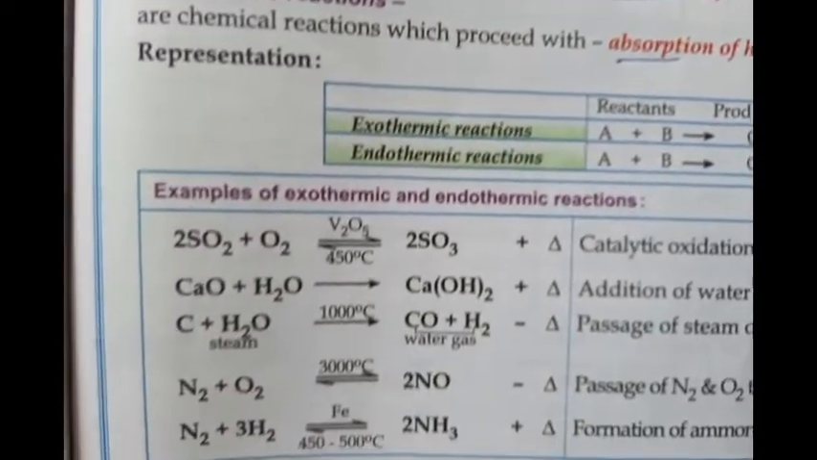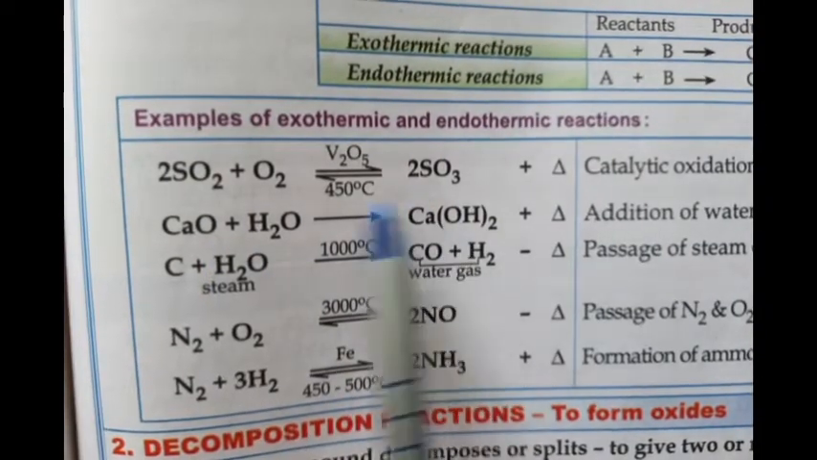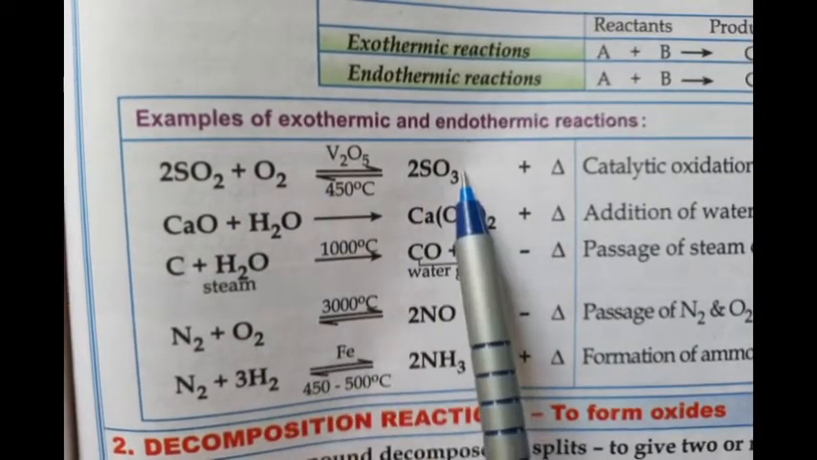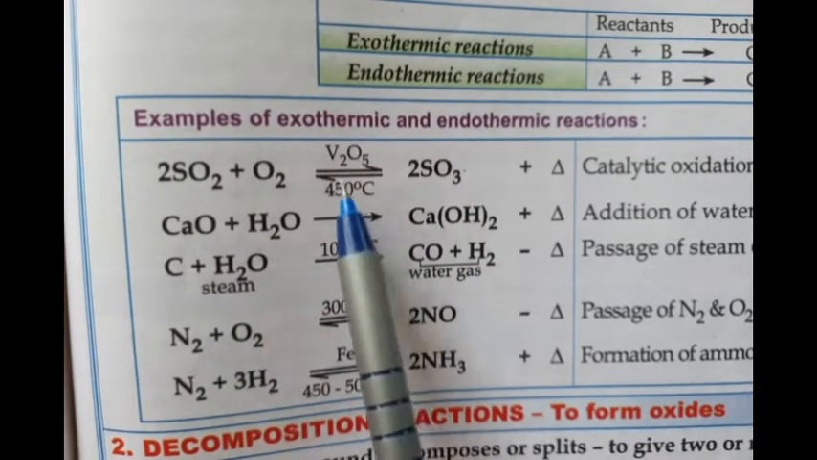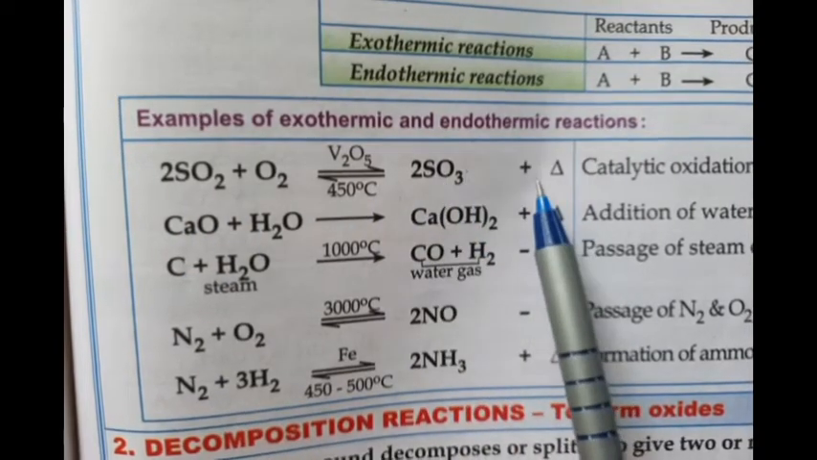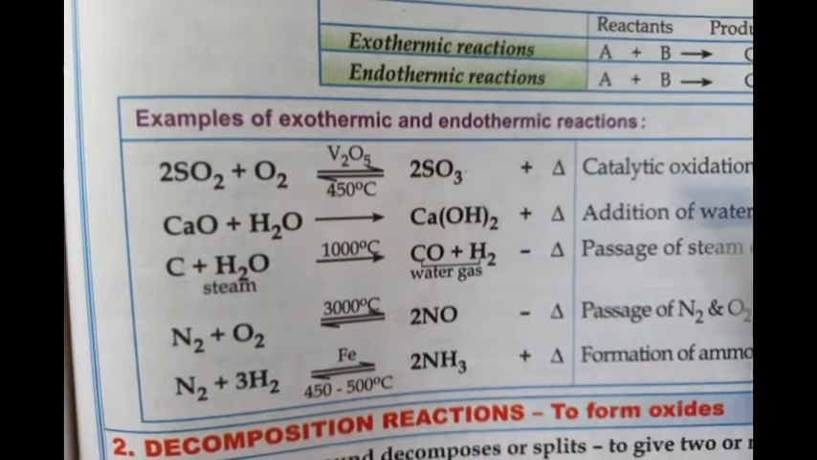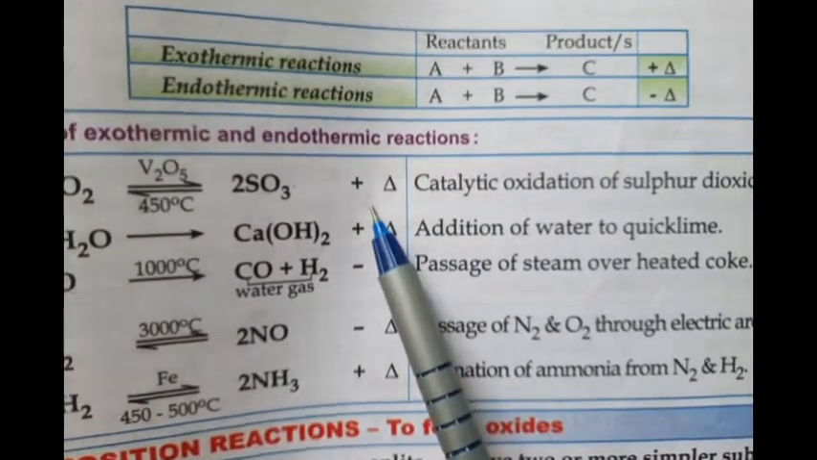Now you have to remember some examples of it. You can see here in this reaction, this is combination. A plus B gives you product. It's combination as well as reversible, as well as catalytic oxidation reaction. But during this reaction, heat is being evolved. Plus triangle means heat is evolved, and heat evolved means it is an exothermic reaction.